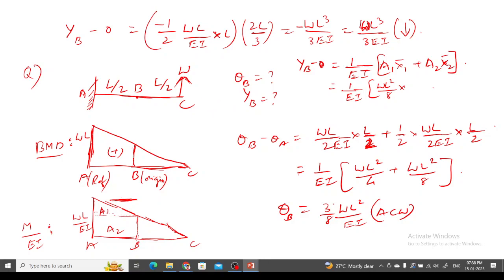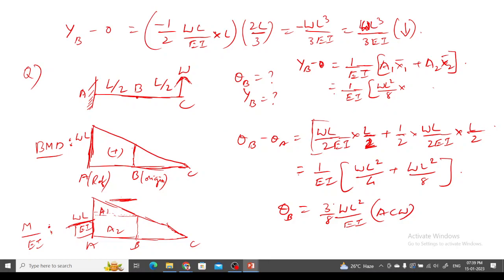One person has asked the question: how are you taking EI as constant? See, here I have taken EI as constant, and then I am just taking the area of the bending moment diagram alone. That is the same, right? When EI is not changing, how can I not write the same formula? I can write it as 1 by EI into the area of the bending moment diagram, A1 plus A2. If M by EI is not constant, then I have to take the area of M by EI explicitly, or separately.